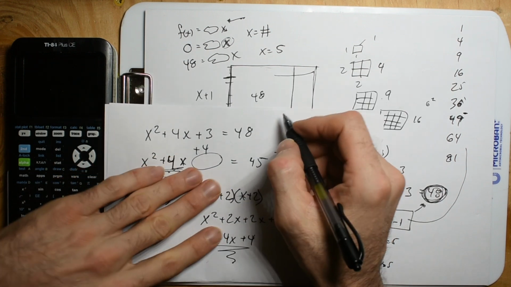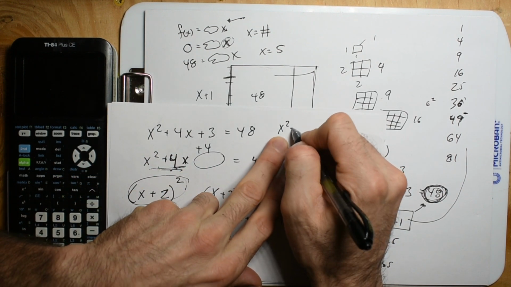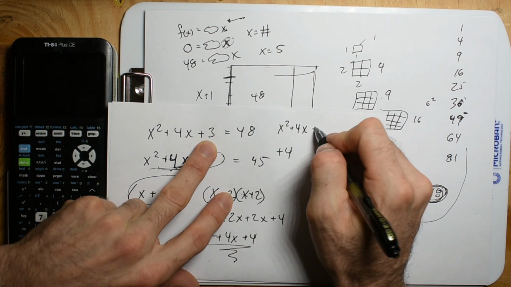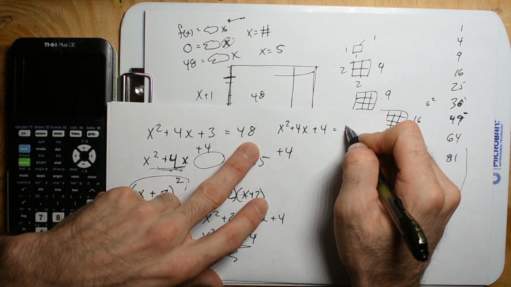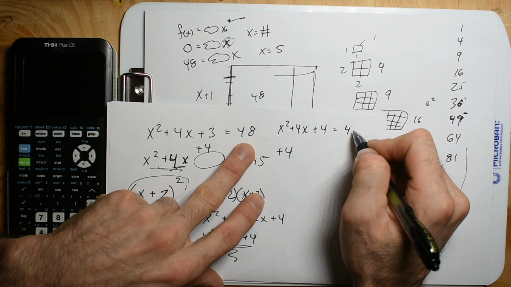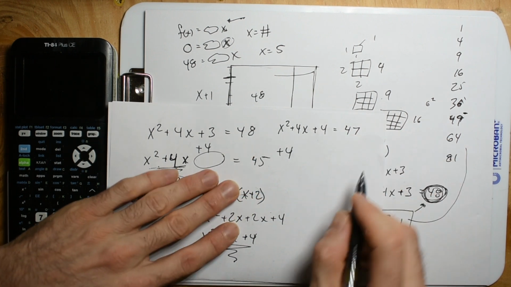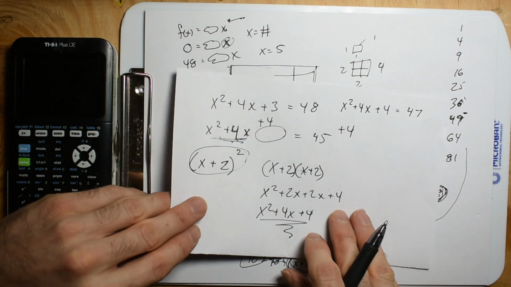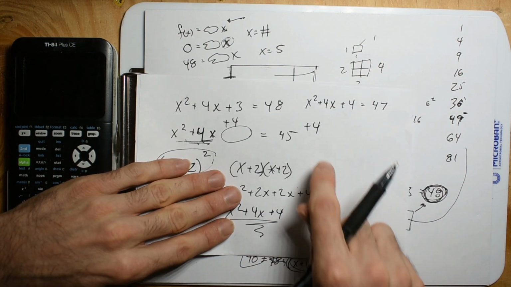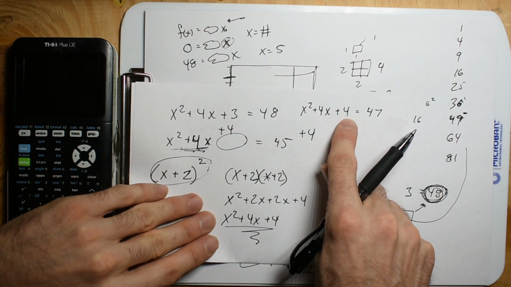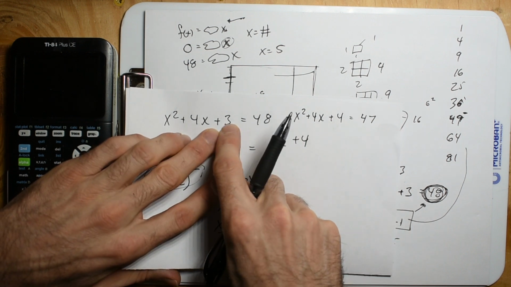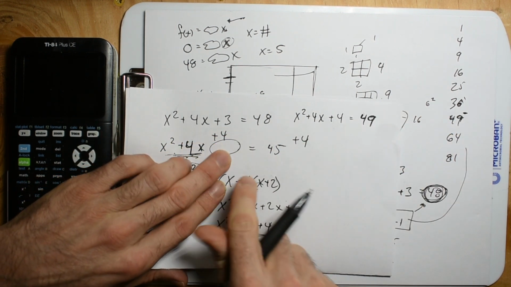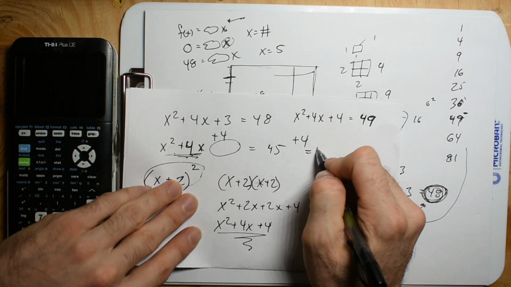If I knew right off the bat, I could have done this. I could have said x squared plus 4x. I need a 4 here. Let's take 1 from the other side. Plus 4 is equal to 47. I feel like this is not working out. Oh, never mind. If I add 1 over here, I got to add 1, 49. Yes, there you go. So, yeah, 45 plus 4 is 49.